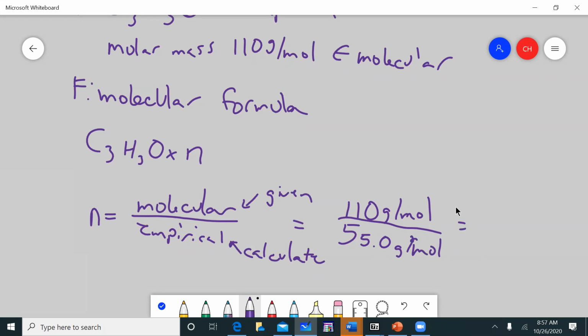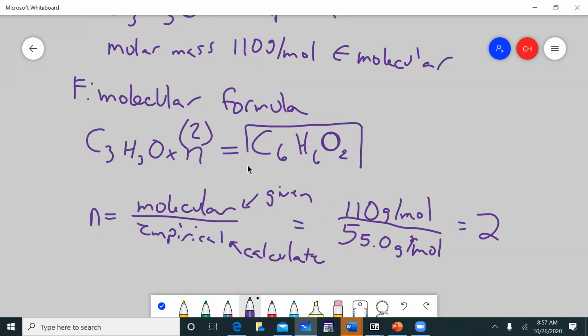So I take my 110 and divide it by 55, and we get a value of 2. So I'm going to plug 2 into this thing right here because my molecular formula is going to be twice as big as my empirical. So if I put 2 here, the 2 gets distributed out to each one of those values. All right, so we've got C6H6O2. There is the molecular off of the empirical.